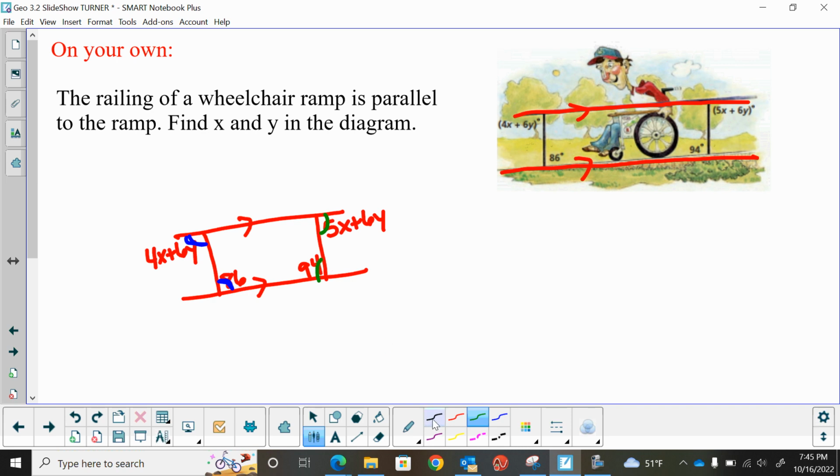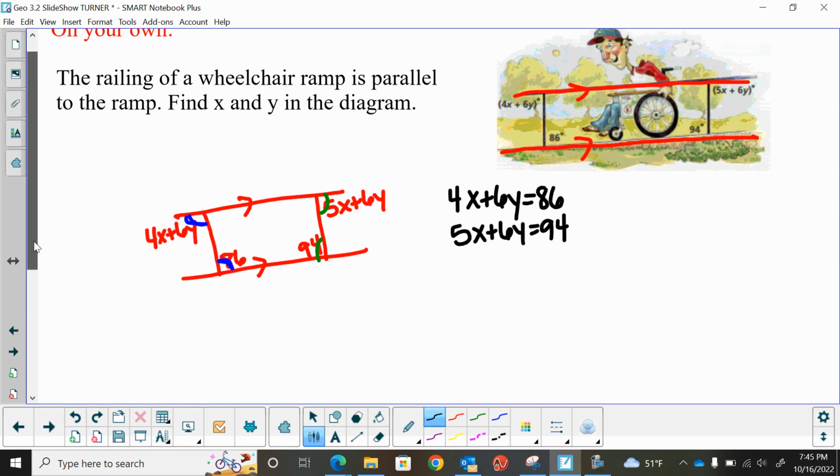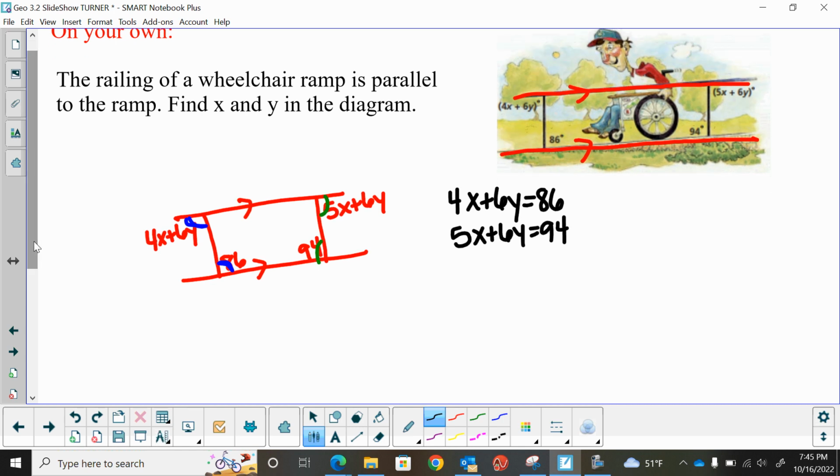So just like in the last one, we can set up our two equations. My first one, I could say 4x plus 6y equals 86. And then 5x plus 6y equals 94. So if you're feeling up to it, why don't you pause and see if you can finish solving the system. And I am going to work through it myself.